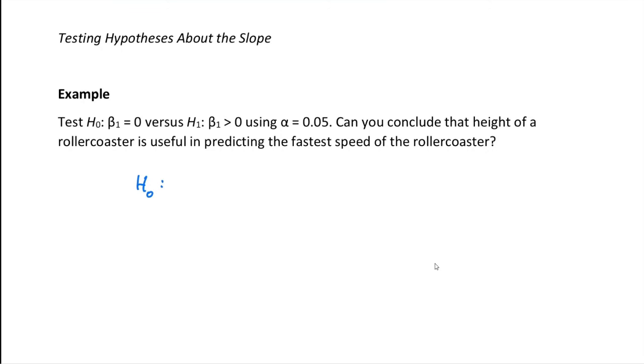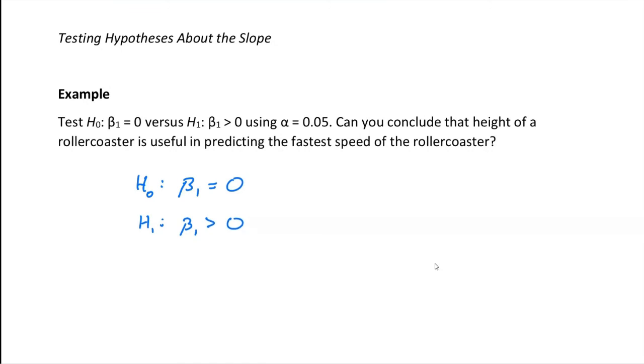So our null is that the population slope is 0. What does that mean? That means that there is basically no correlation between height and fastest speed. Doesn't matter if you were to graph fastest speed, the impact of fastest speed based on the height of the roller coaster, you would get a horizontal line. No matter what the height is, the top speed is always the same. That's what that's saying. Now, we believe, of course, that it's not that. That if I increase the height, I'm also going to increase the speed. That the slope is positive.